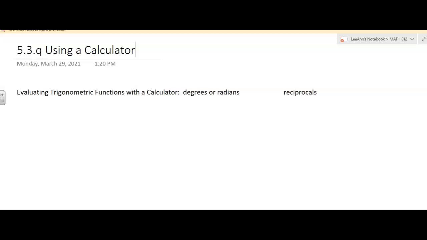So we're going to talk a little bit about using your calculator to find some of the values that we'll need to find with the trigonometry. Okay, so we're going to practice on this one with something we know. So first of all, on your calculator, it can be in degrees or radians.